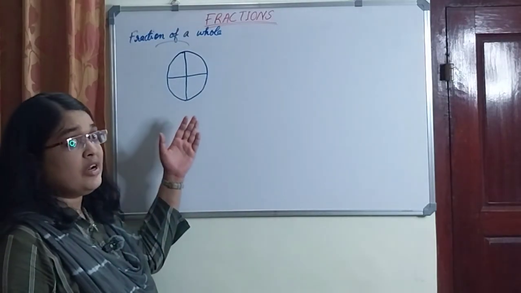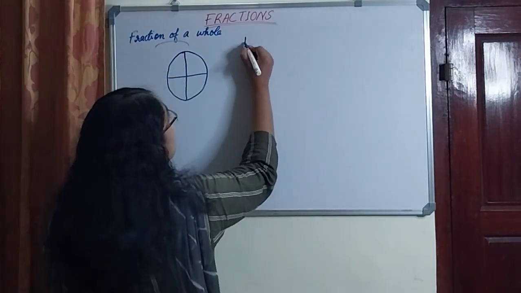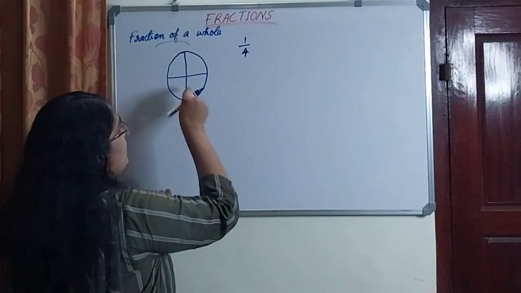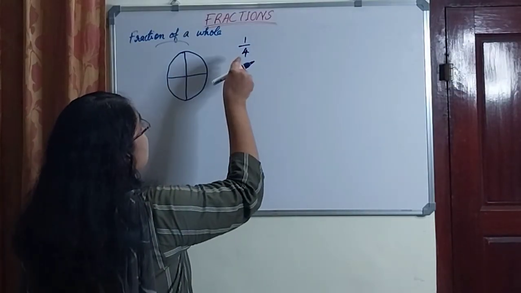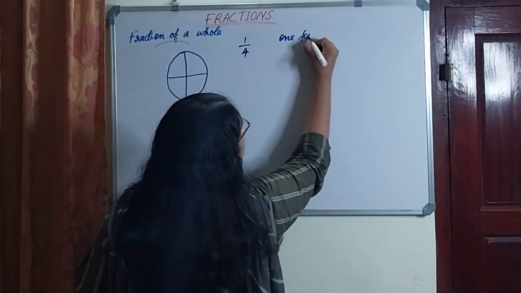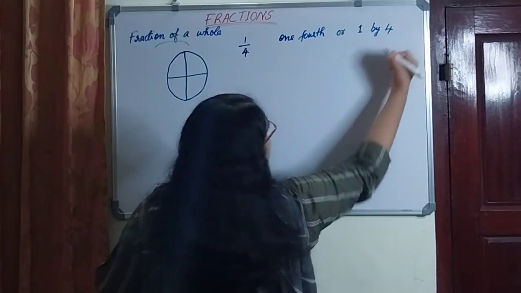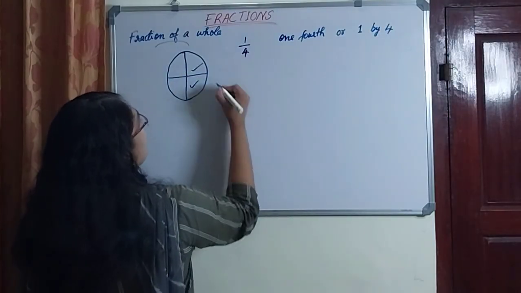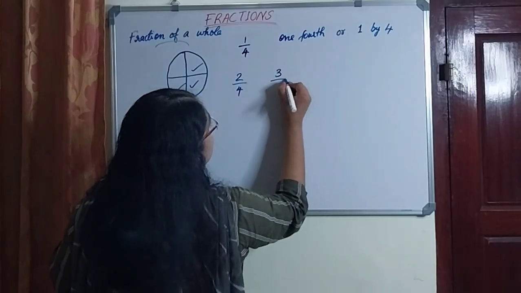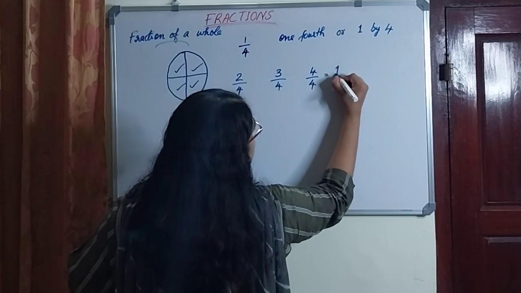If a cake is divided into 4 equal pieces like this, each piece of this cake can be written as 1/4 of this whole cake, because there are 4 equal pieces of this cake and it is written as the denominator of this fraction. It is read as one-fourth. If 2 parts are taken, we can write it as 2/4. If 3 parts are taken, it is 3/4. If 4 parts are taken, it is 4/4. It's the whole, it is 1.